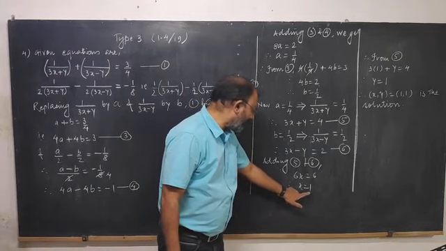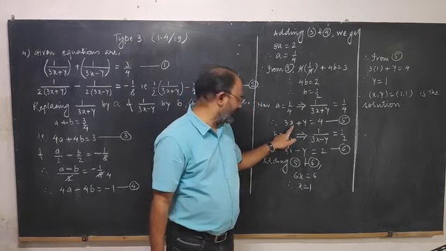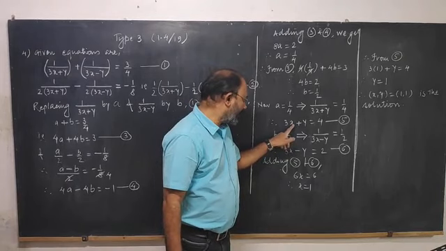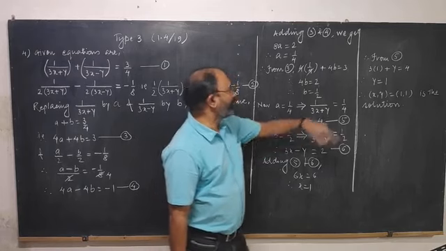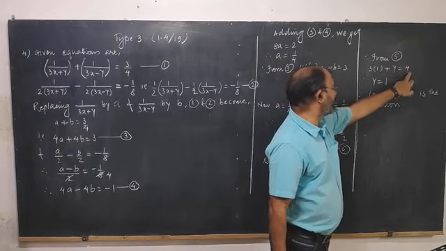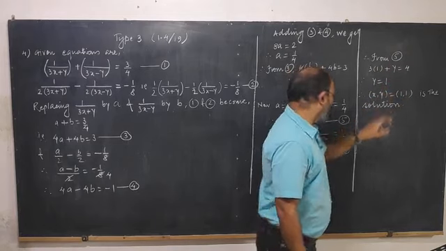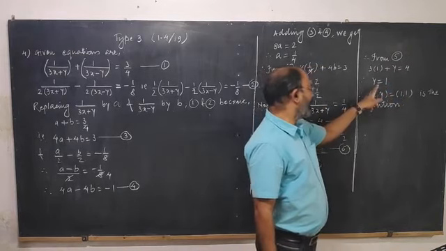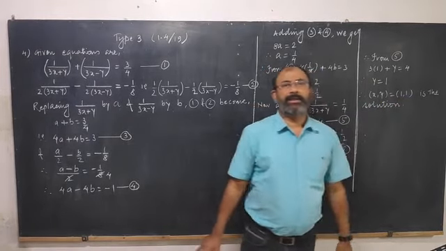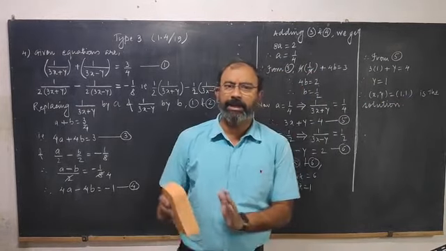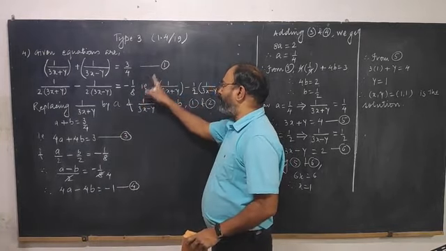Let us put this value of x in equation 5 or 6. I am putting it in equation number 5. So 3 into 1 plus y is equal to 4. 3 ones are 3, transfer it to the other side, and y becomes 1. So the value of x is 1 and the value of y is also 1. Therefore, x is equal to 1 and y is equal to 1 is the solution of these equations.